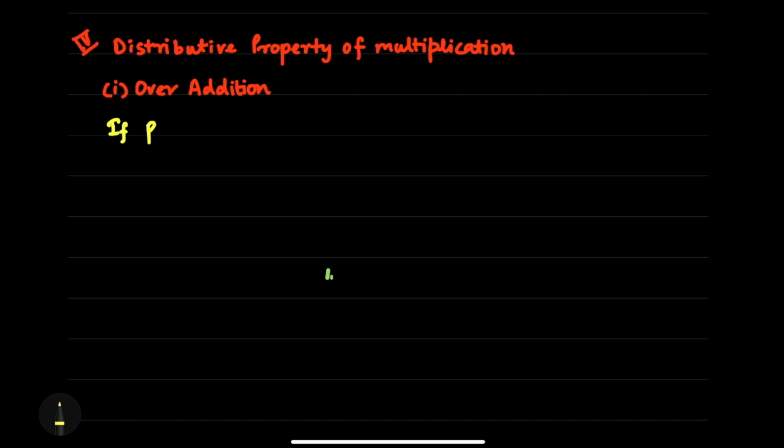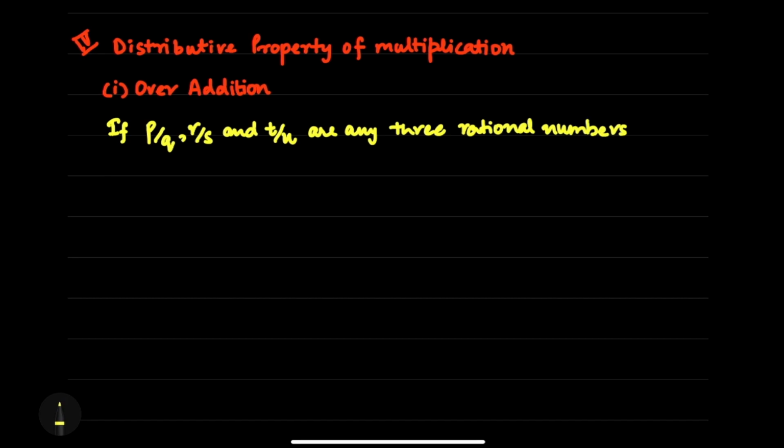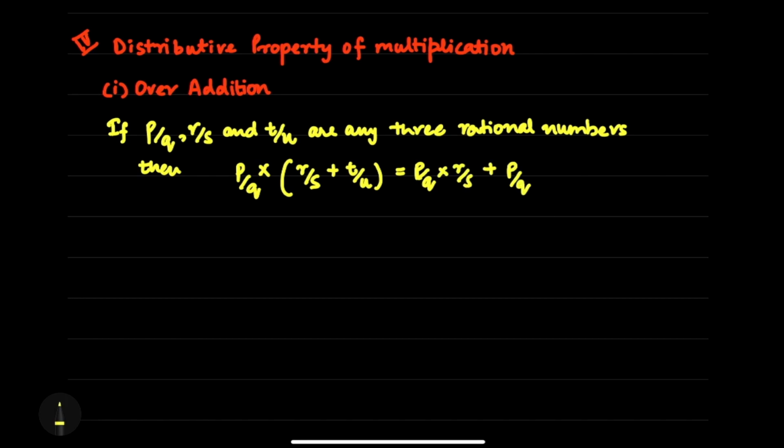So if p by q, r by s, and t by u are three rational numbers, then p by q into whole bracket r by s plus t by u is equal to p by q into r by s plus p by q into t by u. So in essence, we are just opening the bracket and multiplying p by q to both the values. The example below will make everything a lot easier.